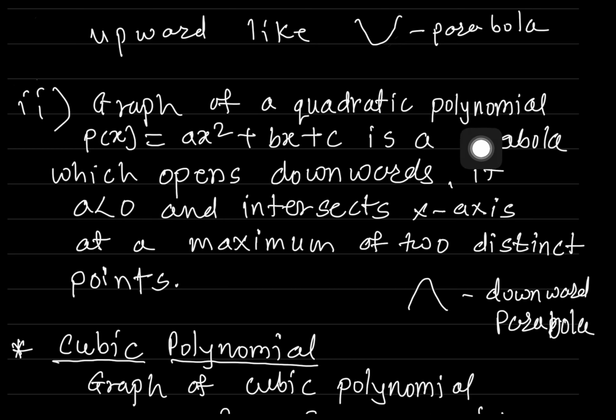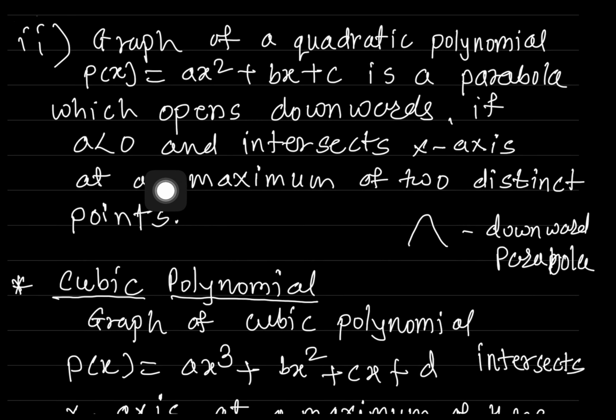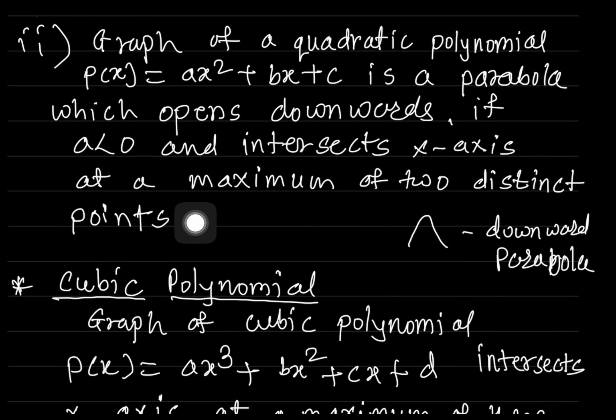Second, the graph of a quadratic polynomial p of x equal to ax square plus bx plus c is a parabola which opens downward, like this figure on the graph, if a is less than 0, and it intersects the x-axis at a maximum of two distinct points.